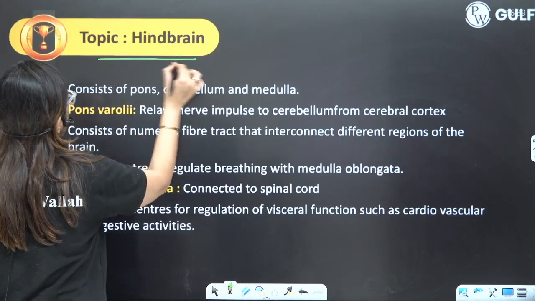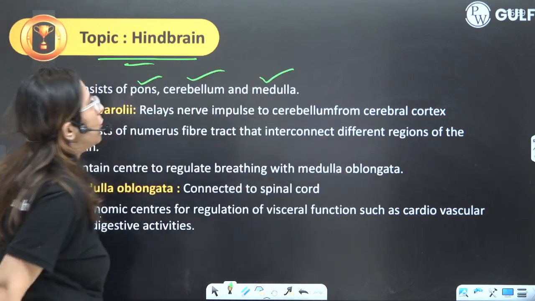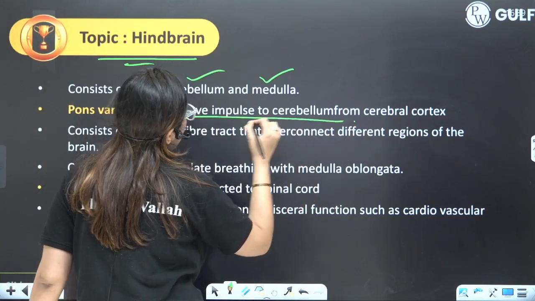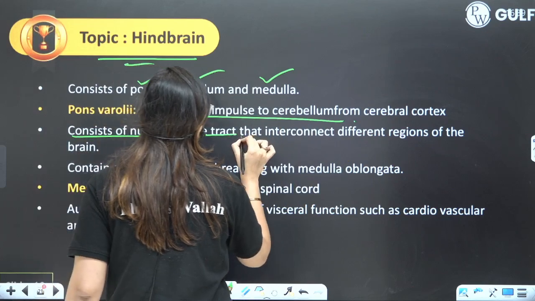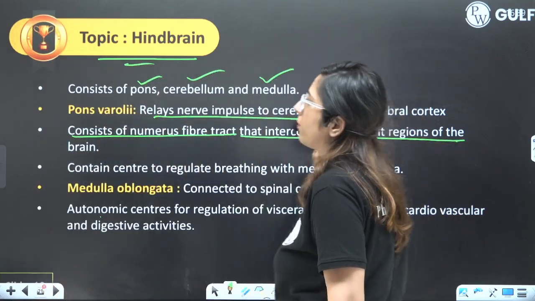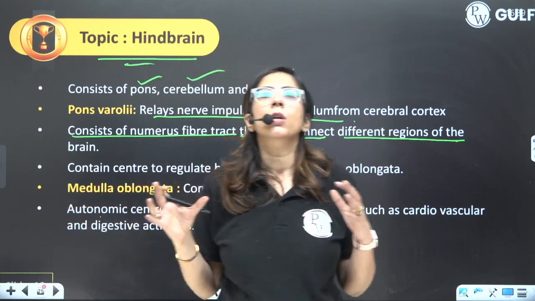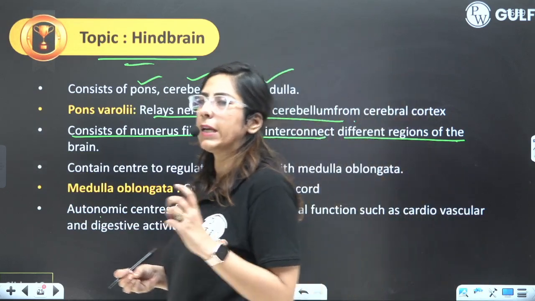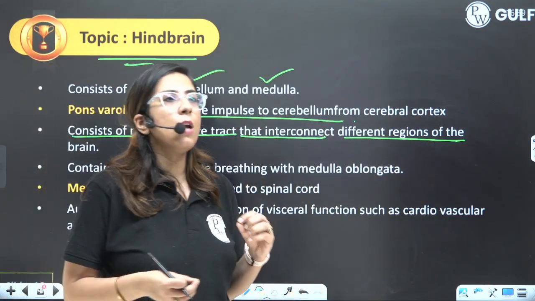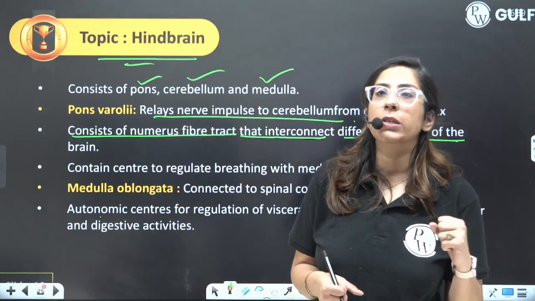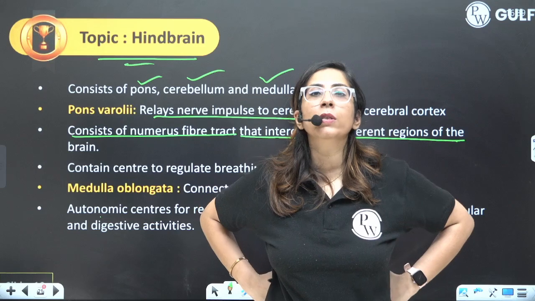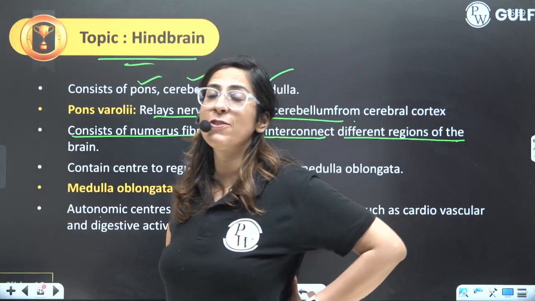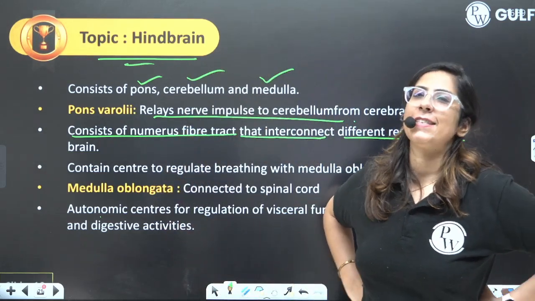Next is the hindbrain. It consists of pons, cerebellum and the medulla. First part is the pons. The pons is a relay of nerve impulses to the cerebellum and cortex, and consists of numerous fibers that interconnect different regions of the brain. Different regions of the brain are connected with the help of the pons, right? Now, you remember in breathing and exchange of gases, we have talked about pons. So pons is having the pneumotaxic center. So it regulates the breathing. You remember we talked about that's the switch off center for inspiration. So yes, here it is present.